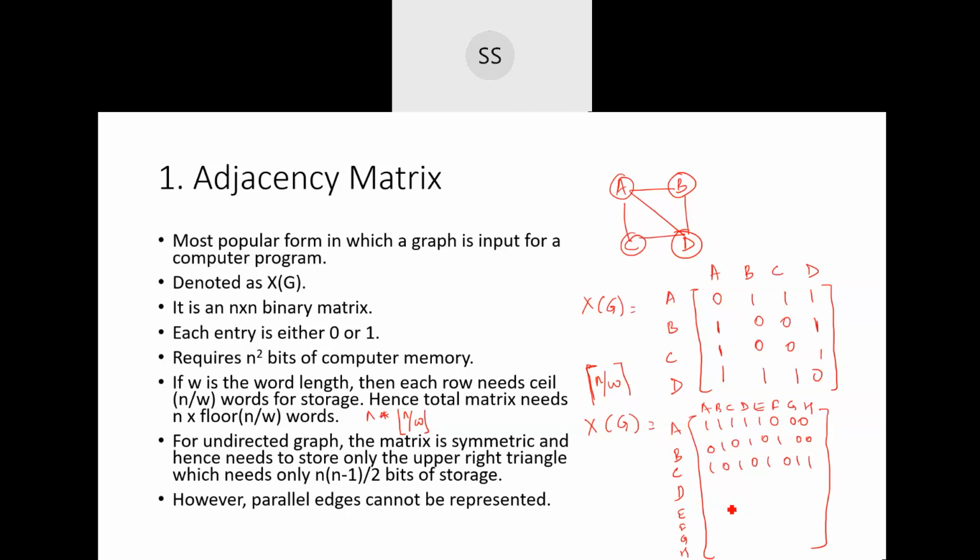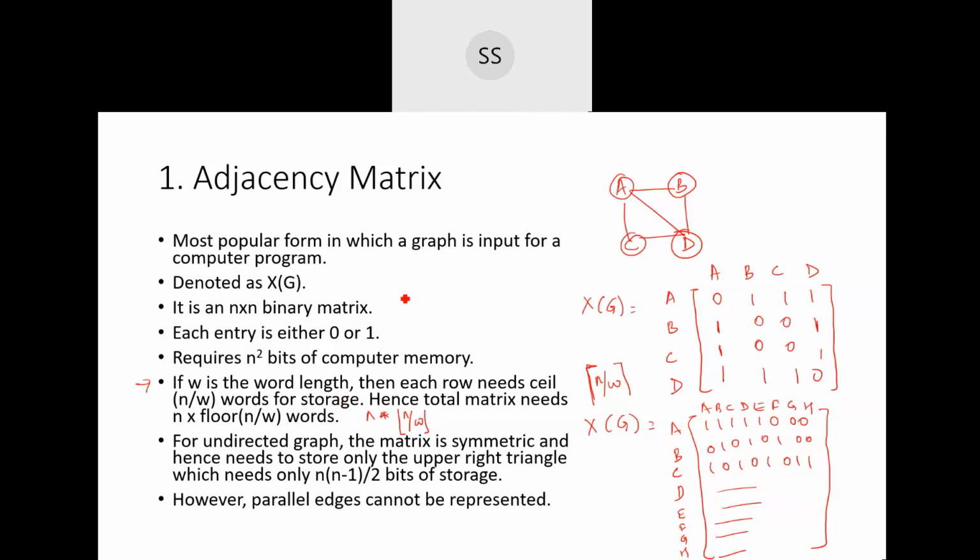Something like this. You will have D, E, F, G, and H. Now, what does this particular point say? If W is the word length, that is determined by the user. So word length is normally 8 bits, 16 bits, 32 bits. I'll give you an example for proving this point.